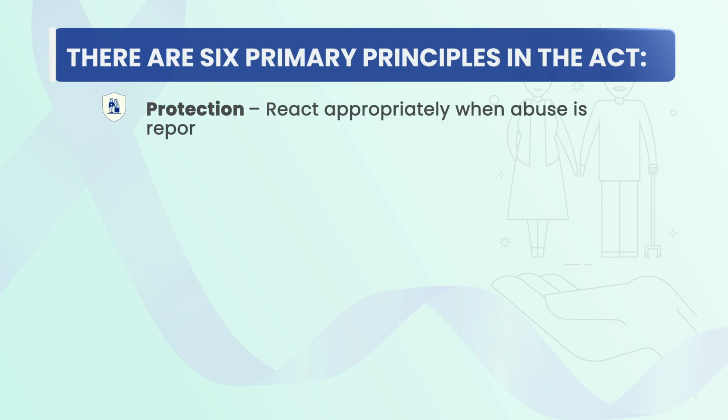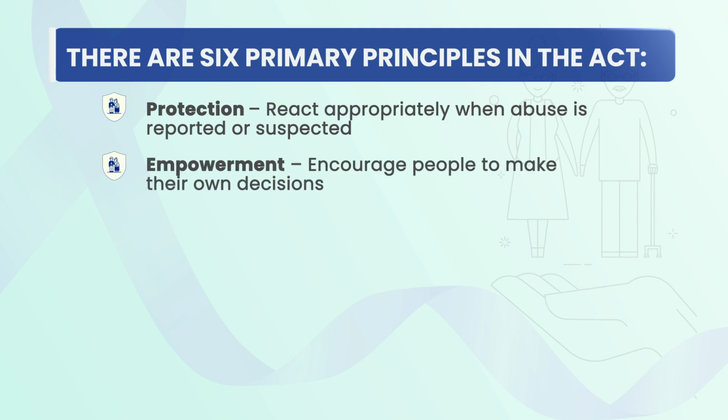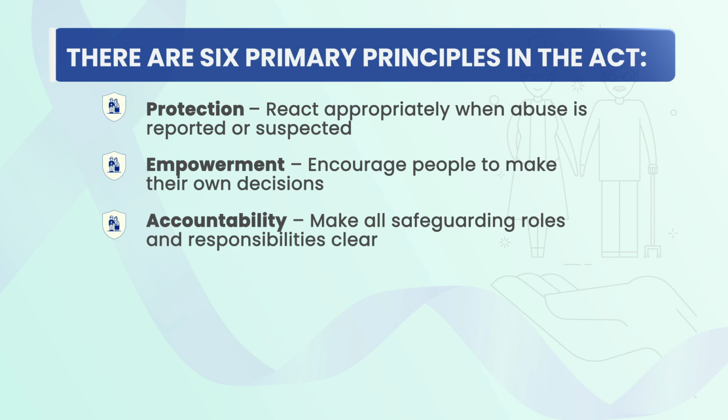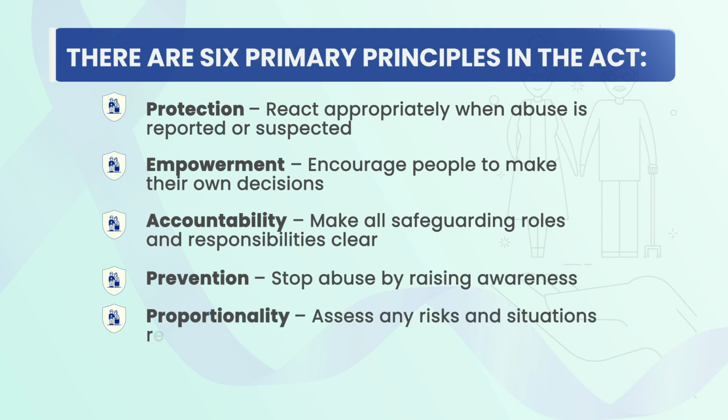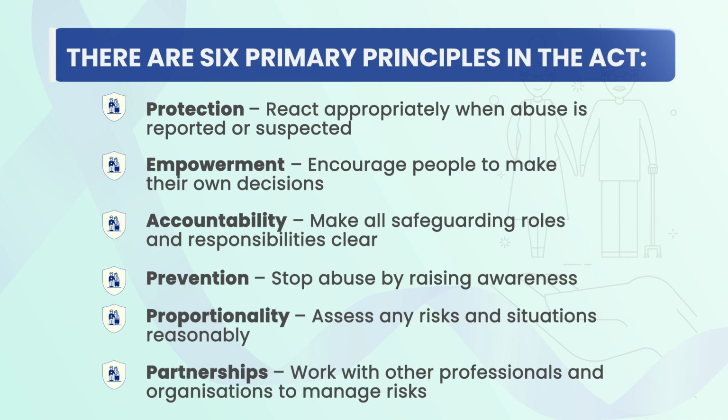Protection. React appropriately when abuse is reported or suspected. Empowerment. Encourage people to make their own decisions. Accountability. Make all safeguarding roles and responsibilities clear. Prevention. Stop abuse by raising awareness. Proportionality. Assess any risks and situations reasonably. Partnerships. Work with other professionals and organisations to manage risks.